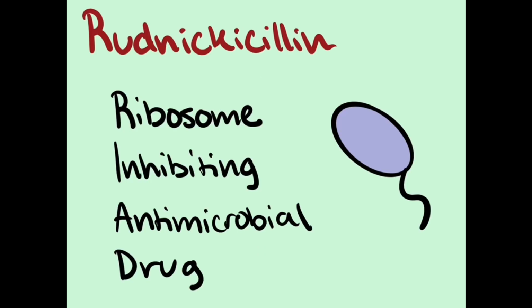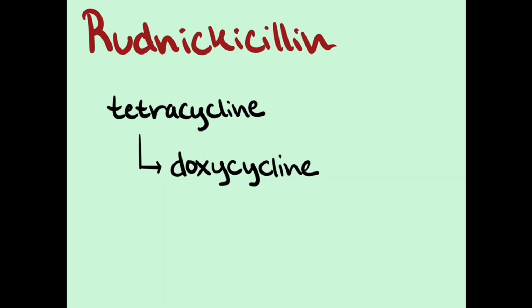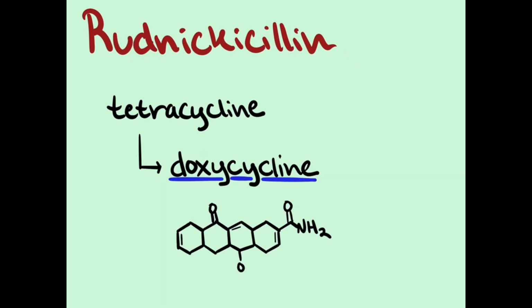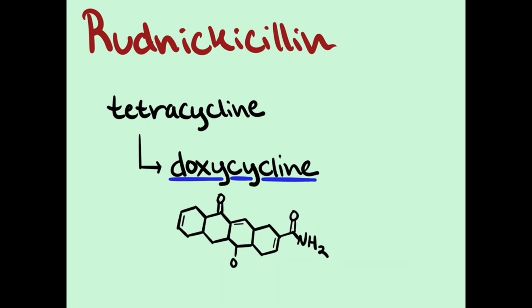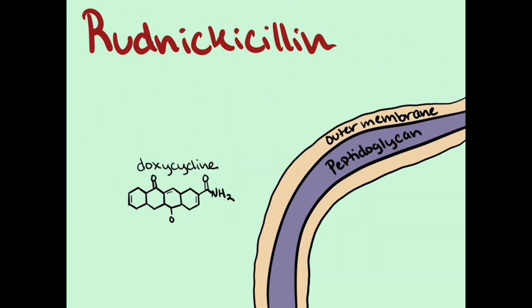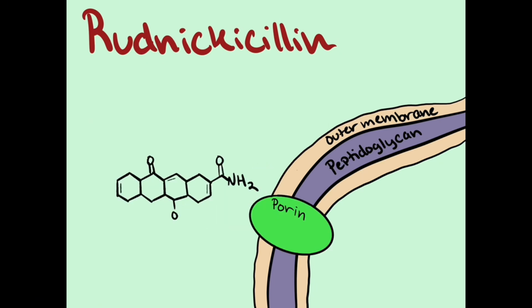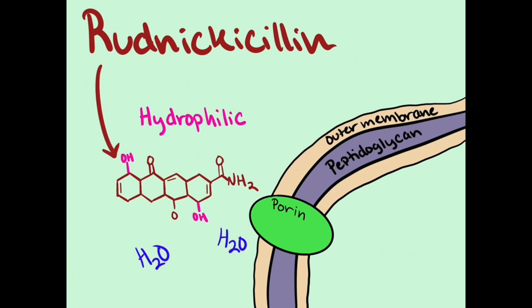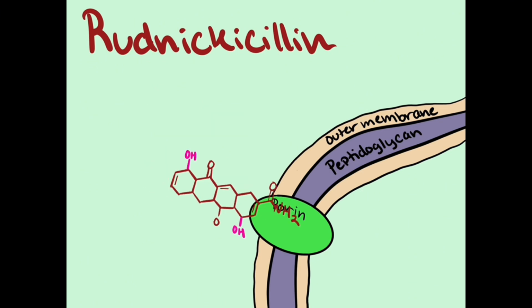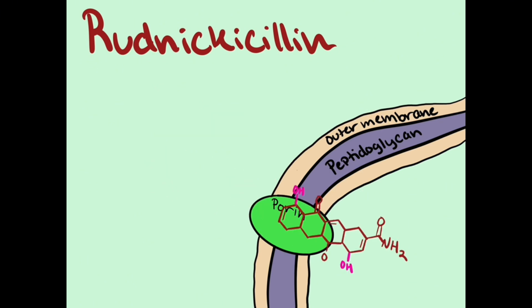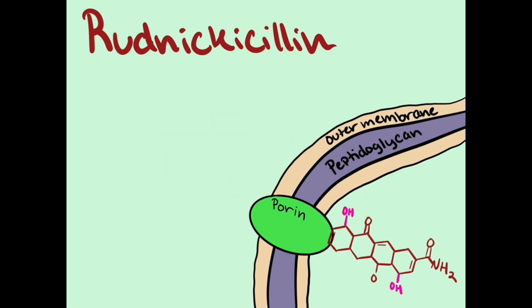Our medical intervention. Rednicicillin is a tetracycline antibiotic. It enters gram-negative bacterial cells through specialized protein channels called porins in the outer membrane. Our drug is an altered version of the existing drug, doxycycline. This drug is lipophilic, meaning it dissolves in nonpolar solvents. Rednicicillin, however, contains an extra OH group, making it hydrophilic. As it now dissolves in H2O, it can enter the porins and inhibit ribosomal function.